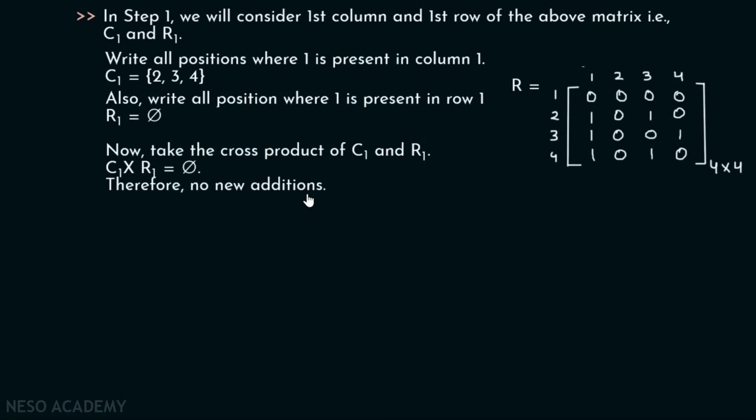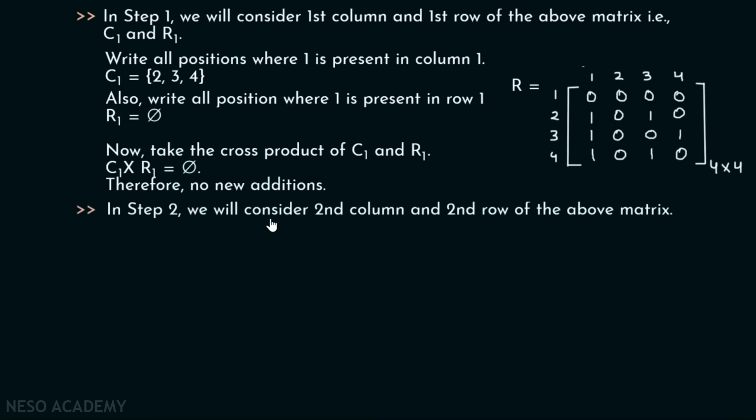Now we will consider step 2. In step 2, we will consider the second column and second row of the above matrix. Let's consider the second column and second row of this matrix. You can see that in the second column, we have no 1s present. Therefore, C2 is empty. And in R2, we have 1 present over here as well as here. This is position 1 and this is position 3. Therefore, R2 is nothing but 1, 3. What is C2 cross R2?